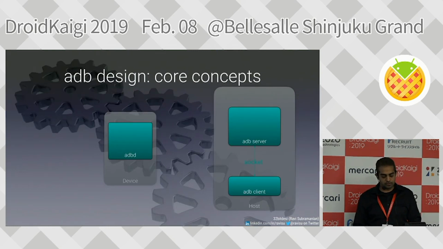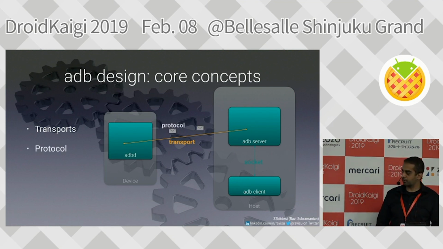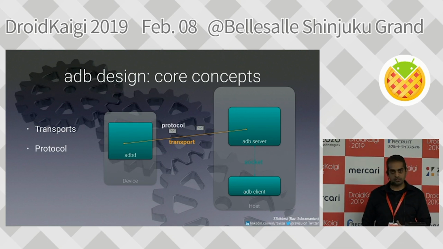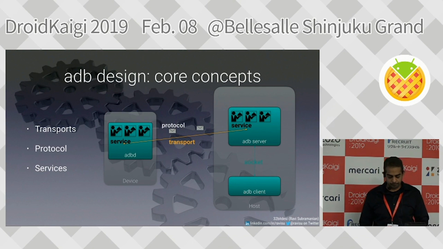So if you want to look at some of the core concepts in the design, there are basically three core concepts. There are transports, which basically models the connection between the ADB daemon and the server. Then we have a protocol, which is the language that ADB, the daemon, uses to talk to the server. And finally, we have services, which are basically all of the functionality exposed by ADB.